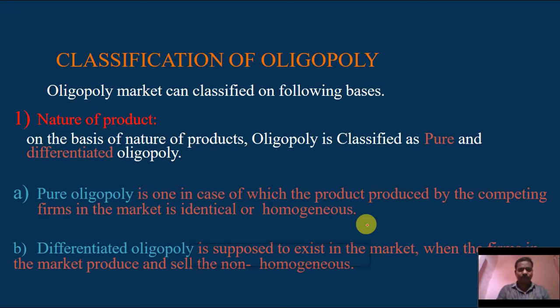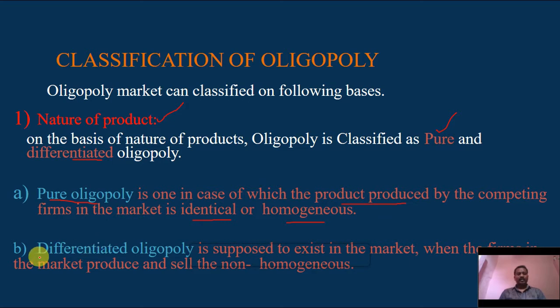Now here are the important classifications of the oligopoly. First, they are classified based on the product, as pure or differentiated oligopoly. Let's learn about pure oligopoly. A pure oligopoly market is one in which the product produced by the competing firms in the market is identical or homogeneous. So identical or similar kinds of products.